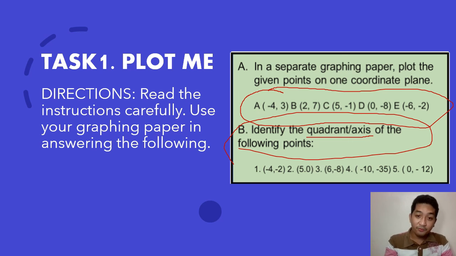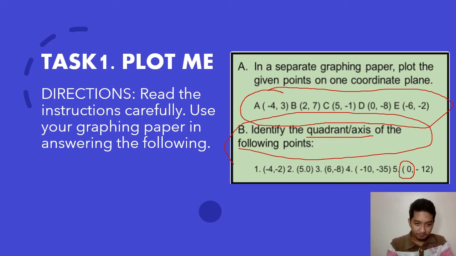Muna, negative 4 and negative 2. So, kung tatandaan nyo pa yung kanina, kahit hindi nyo na i-plot, madali na yun sa inyo. Next, 5 and 0. And then, 6 and negative 8. Negative 10 and negative 35. Nasaan kaya siya? Ipa-plot ko pa ba ito? Napakahaba naman ito. So, pwedeng hindi na. And then, 0 and negative 12. Paano kaya yun, sir? Pag may 0.